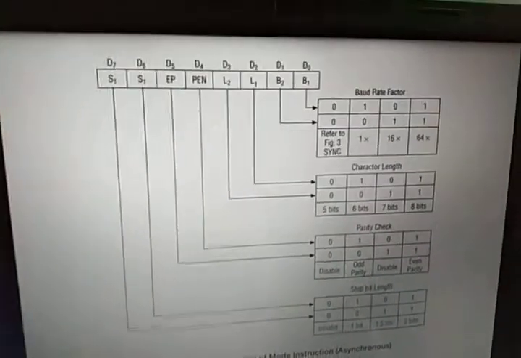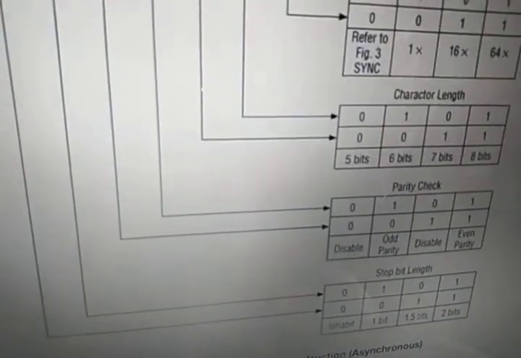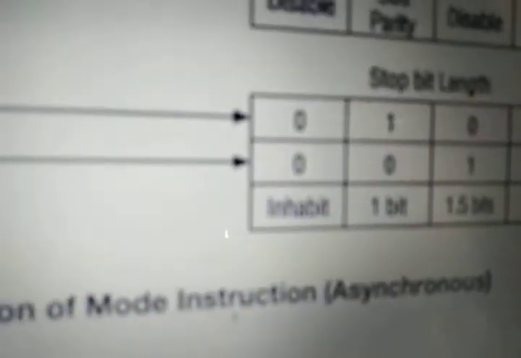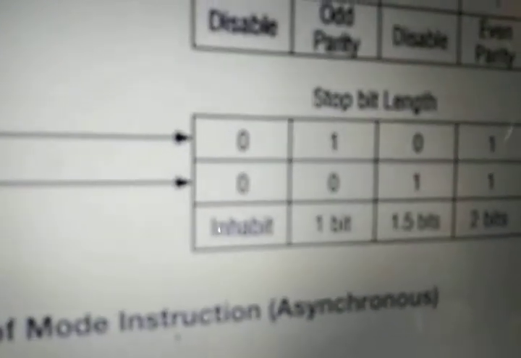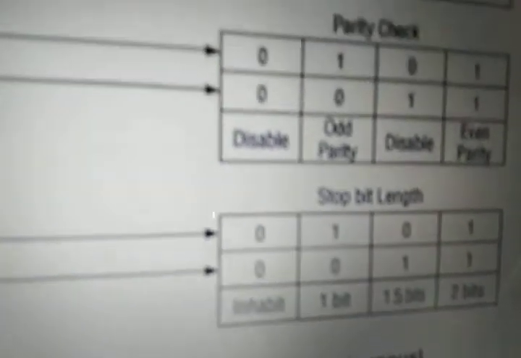For asynchronous mode, the first two bits are S1 and S0. S1, S0 tells the stop bit length. Since there are two bits, S1 and S0, we can have four combinations: 0, 0, 0, 1, 1, 0 and 1, 1. If it is 0, 0, we are going to inhibit. If it is 1, 0, only one bit is used. If it is 0, 1, 1.5 bits are used, and if it is 1, 1, 2 bits will be used.